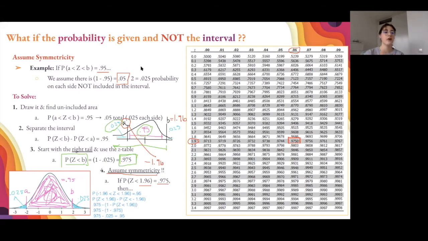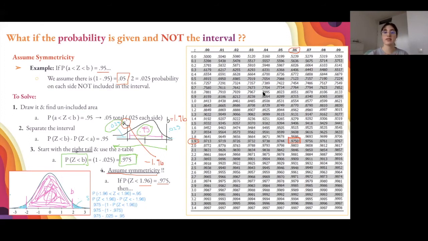Yeah, for sure. So I'm starting with the right tail and then using the z-table. So actually, I drew a lot, so I'm going to erase this part. So we started with the right tail, and what I mean by the right tail is B. So we have A on one side of the interval and B on the other side of the interval. So we start with B because it's much easier in the z-table to find the probability that something is less than the rightmost side.